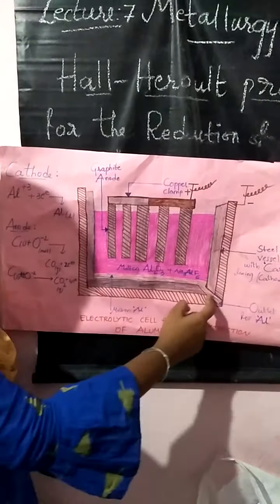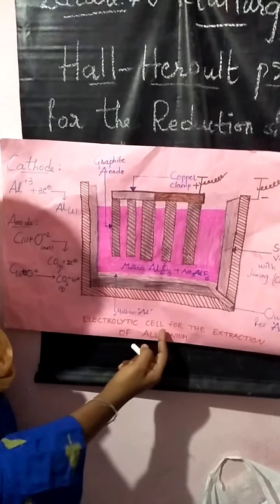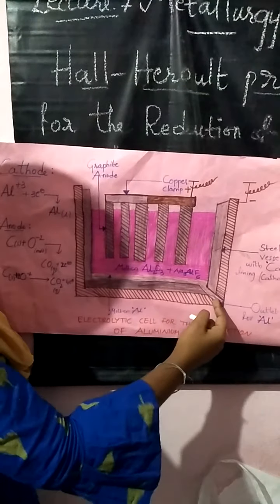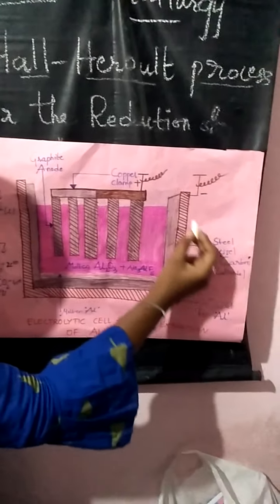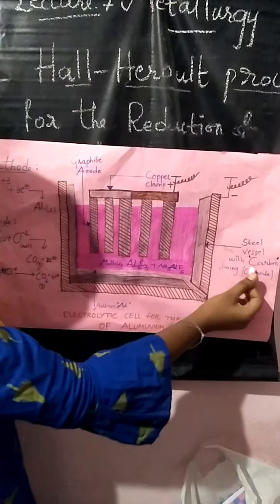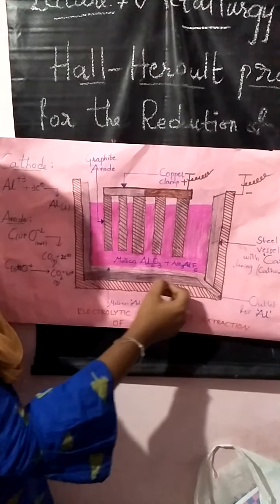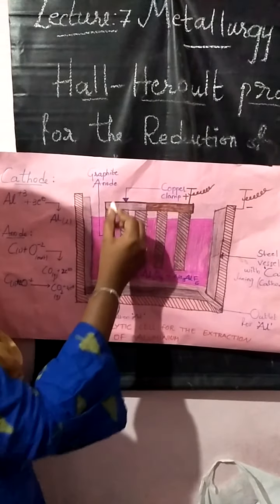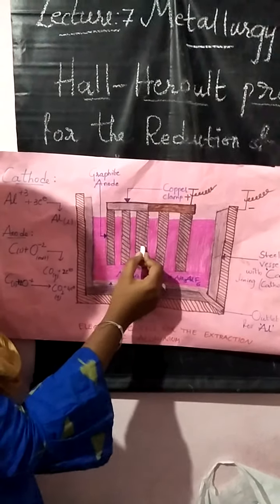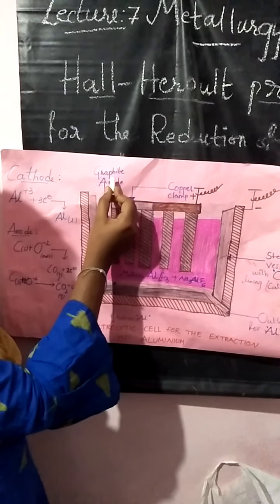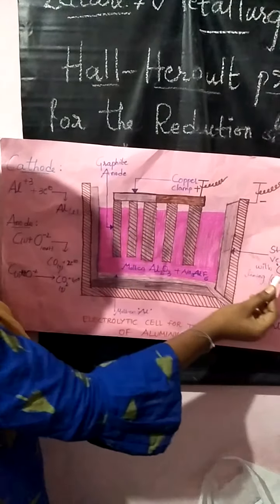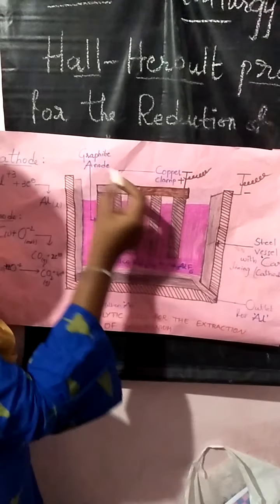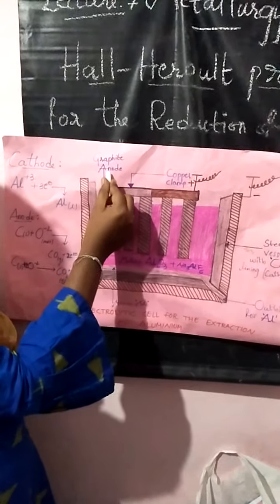If you see this setup, this is an electrolytic cell for the extraction of aluminium. This electrolytic cell is a steel vessel, and this steel vessel is lined with carbon. The lining of carbon in the steel vessel will act as the cathode, whereas the copper clamp is holding graphite rods which act as the anode. So the carbon lining of the steel vessel acts as the cathode, and the graphite rods act as the anode.